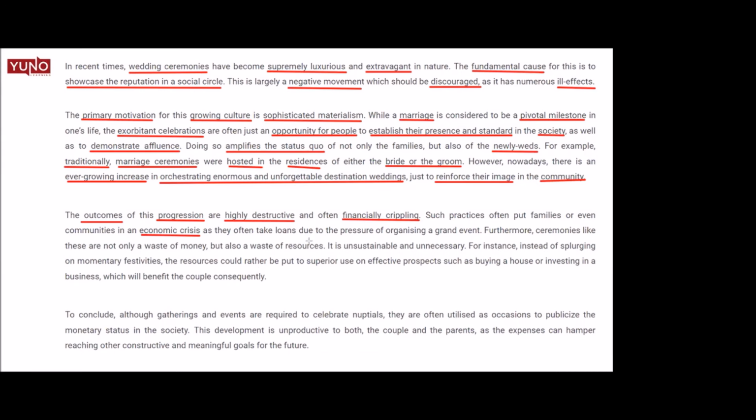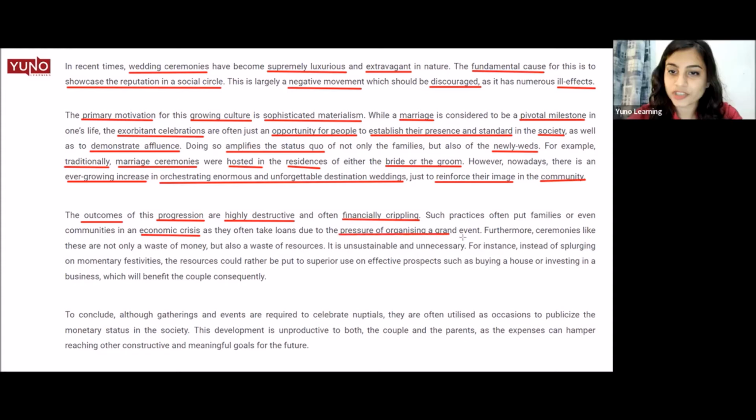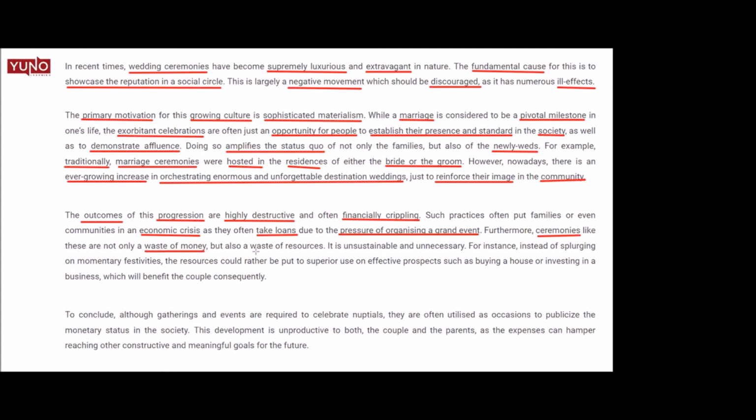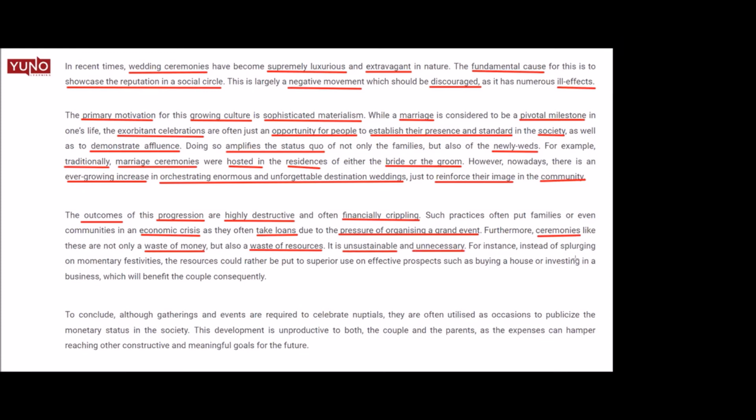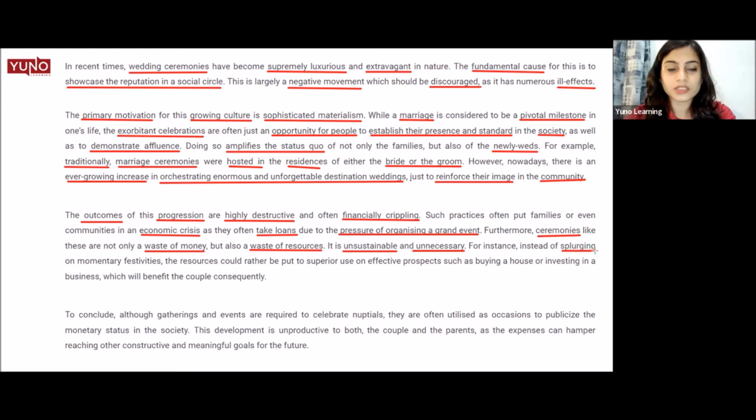Pressure of organizing a grand event. Loans. Pressure of organizing an event. Loans. Yes, take loans. People take loans. Any other words? Let's move on. Ceremonies. Yes. Waste of money. Waste of resources. Yes. Unsustainable and unnecessary. Fine. Splurging. That's a very nice word. To spend a lot. To splurge on something.